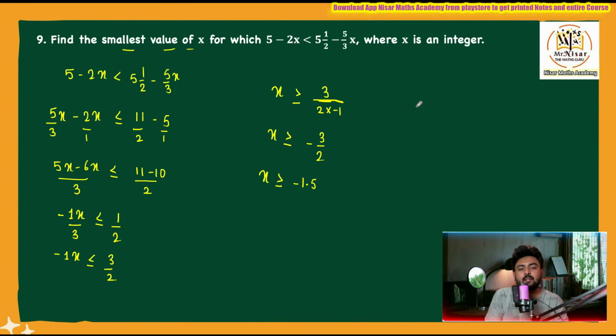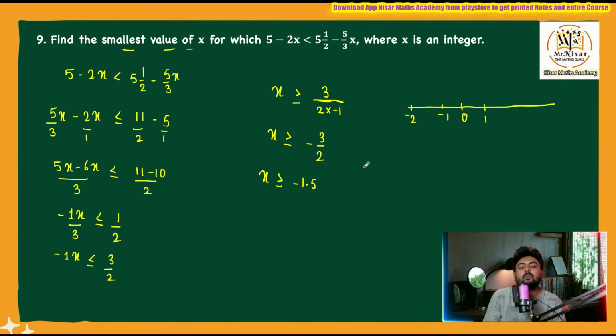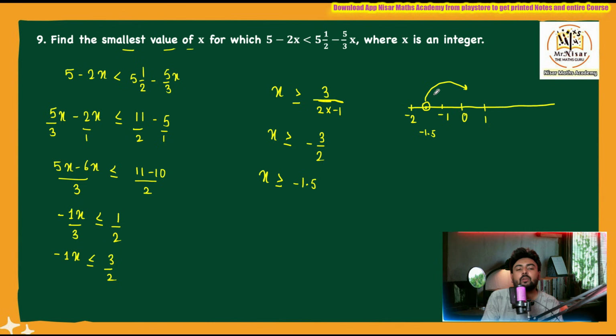Children, for your understanding, I'll draw a number line to show what this means. Suppose I have the values here, 0, 1, and here I have minus 1, and somewhere here I'll have minus 2. It is said that x is greater than or equal to minus 1.5. So minus 1.5 is somewhere here, and x is greater than this. Greater means it will go towards the right side. So minus 1.5, minus 1, 0, 1, 2, 3, in that way.